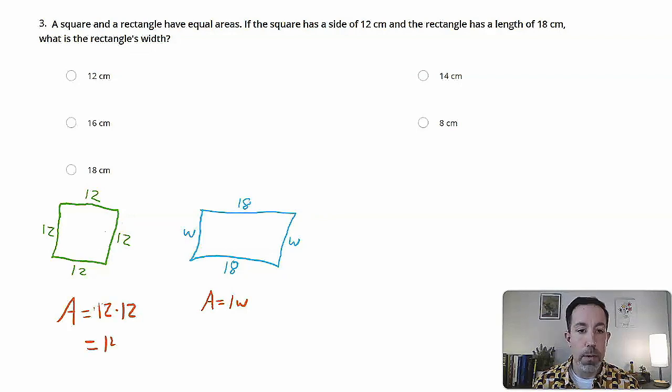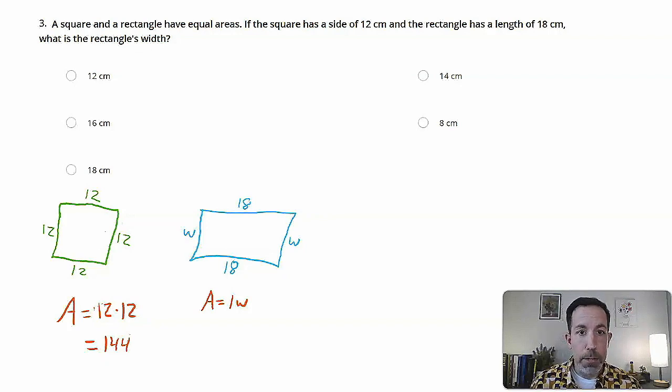is 144. Now, quick note, use the calculator they give you to calculate that 12 times 12. You may remember that off the top of your head, but better to be safe than sorry. It's easy to make a simple calculation error on this test. You've got a lot of other things going through your head. Use the calculator, get that 144.